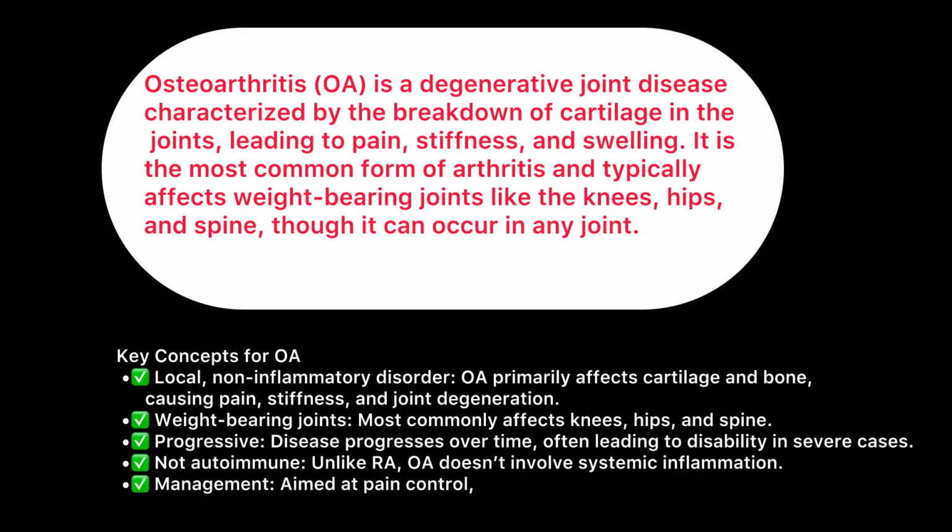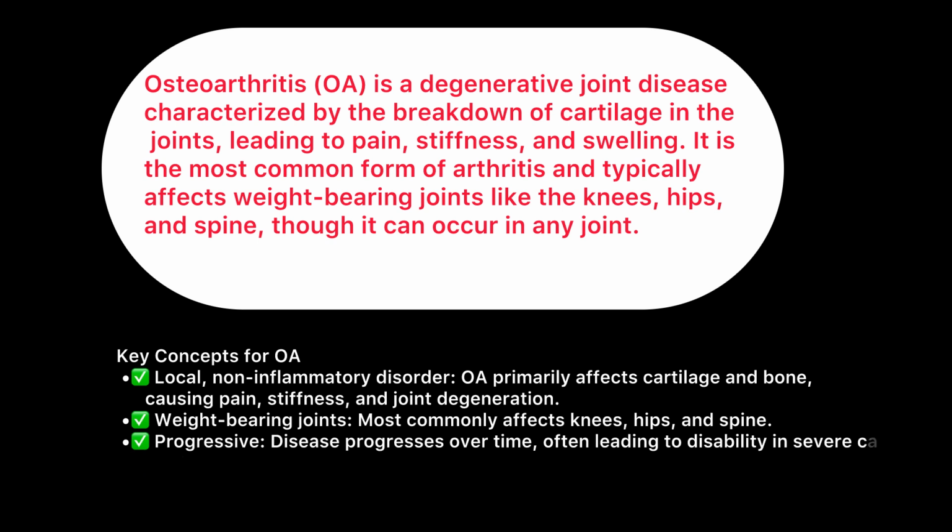Okay, the next topic is osteoarthritis. OA is a degenerative joint disease characterized by breakdown of cartilage in joints, leading to pain, stiffness, and swelling. It typically affects the weight-bearing joints. Must remember for the NCLEX and to differentiate from RA.